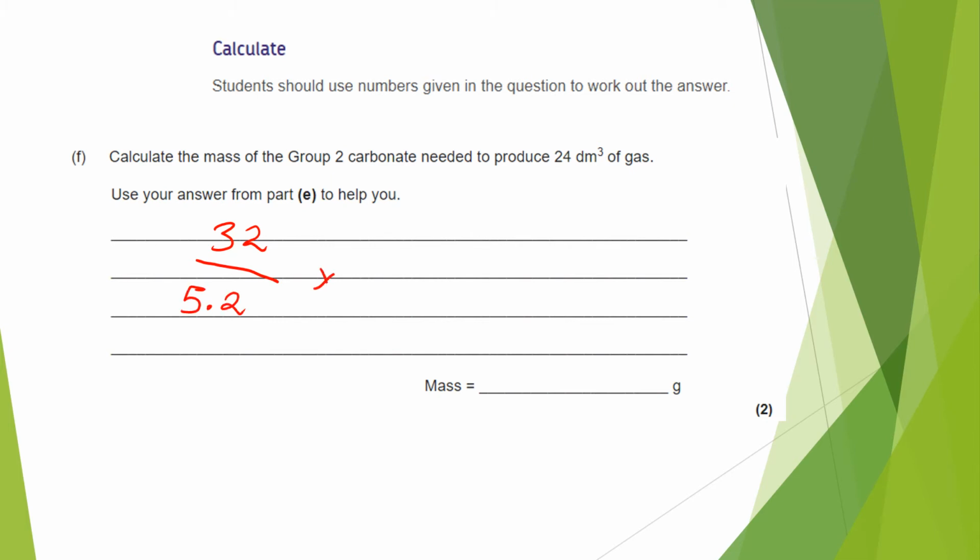Then you times that by 24. And the answer you should get is 148 grams. Okay, so I'm just using the numbers I had available to me.